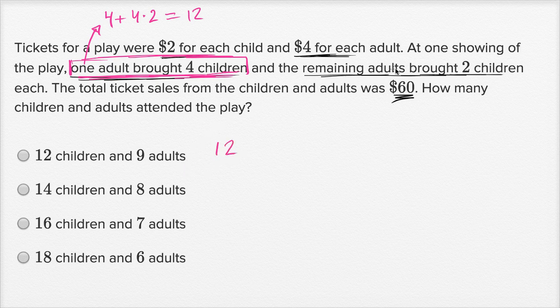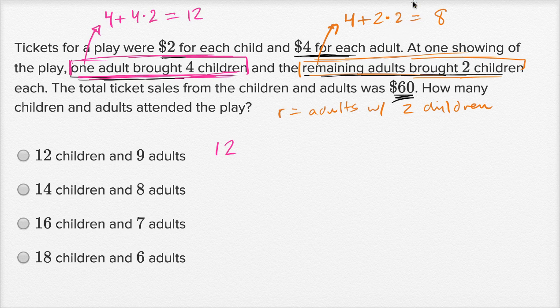And then there's some remaining number of adults that brought 2 children. So let's say R is the number of adults with 2 children. So each of these adults with 2 children, how much are they going to spend? Well, they're each going to spend $4 on their own ticket, and then 2 children at $2 each, so $4 on the children's tickets. So they're going to spend $8 in total.